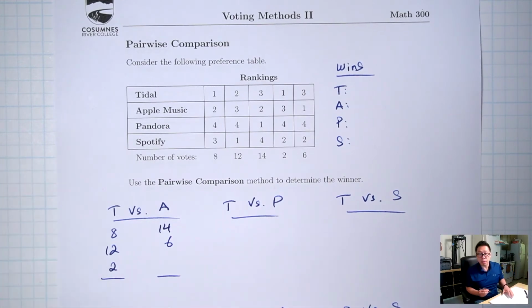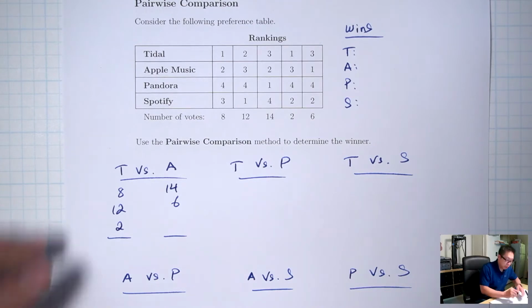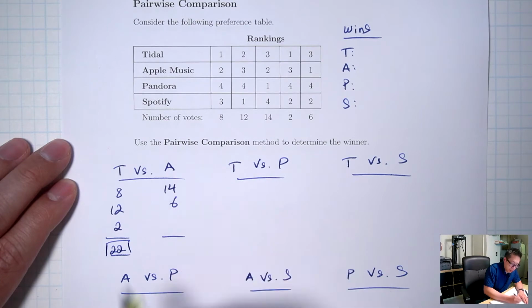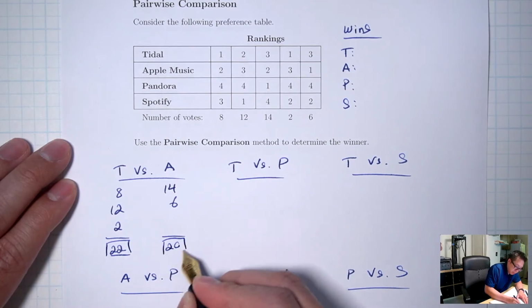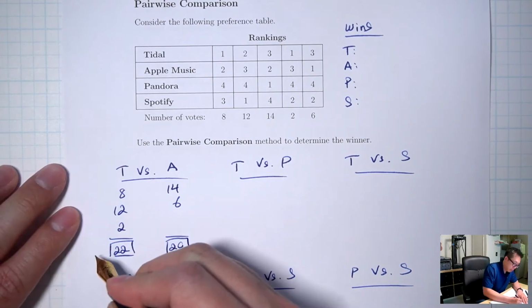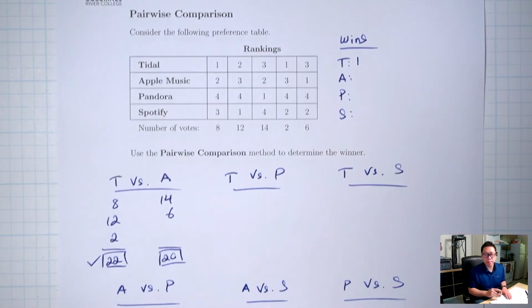Okay, add up the votes. 8 plus 12 plus 2, it's 22. 14 plus 6, that's 20. Okay, who wins Tidal versus Apple? Tidal won, right? So I'm going to mark Tidal as 1 win.